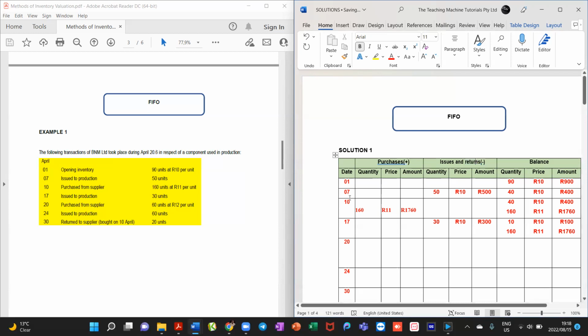All right. Now, if you go back to number 10, we bought and we have like 200 units. And then on the 17th, these units were issued to production. Hence, you can see the first batch decreased by 30 units. On the 20th, we purchased how many units? 60 units. And then the price is 12 rand. Please calculate for me how much is 60 times 12.